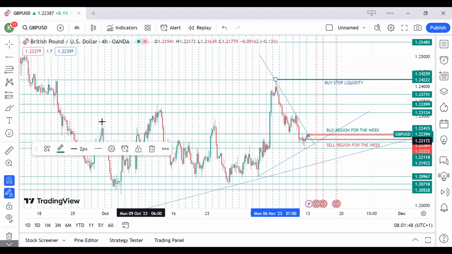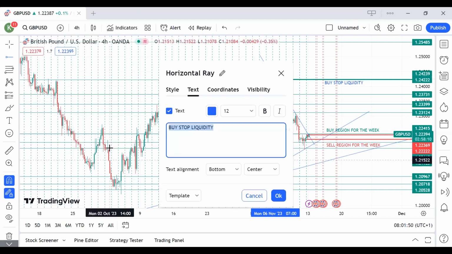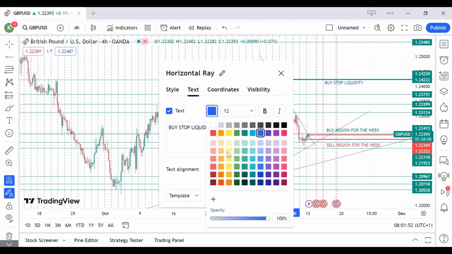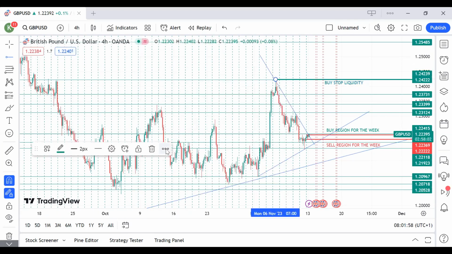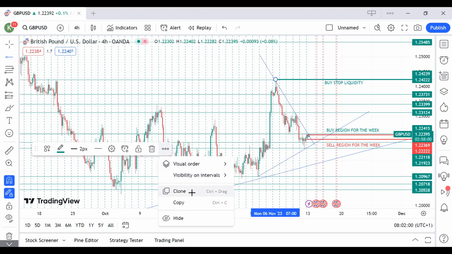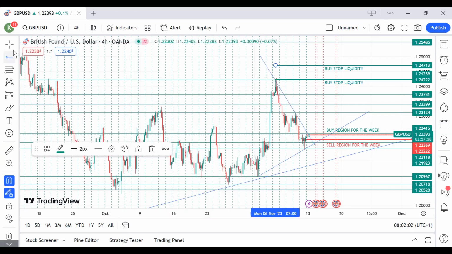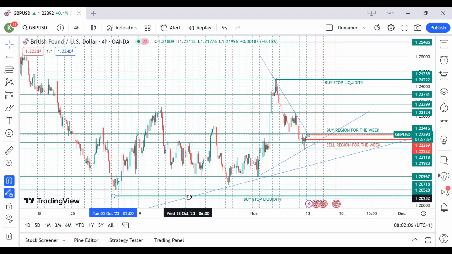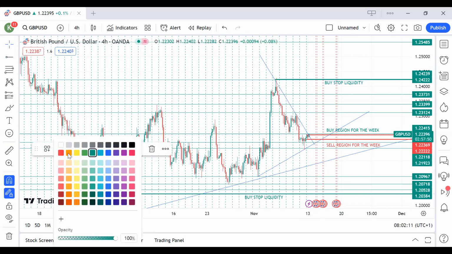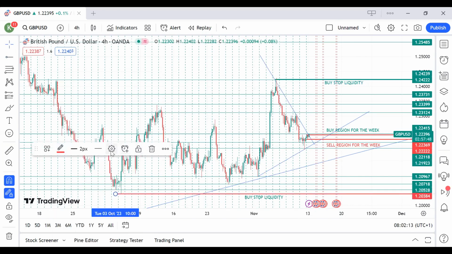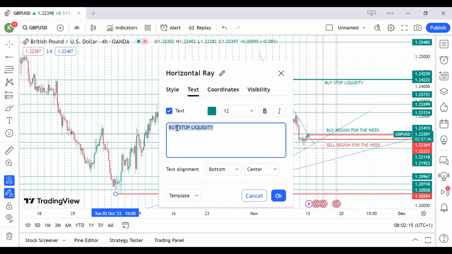Okay. So the text will be in green as well, just to show you that that's buy stop liquidity. So we're going to clone it for sell stop liquidity to make our drawing faster. Let's bring it down to this place and identify. We turn it to red for sell stop. Then we change this buy to sell.